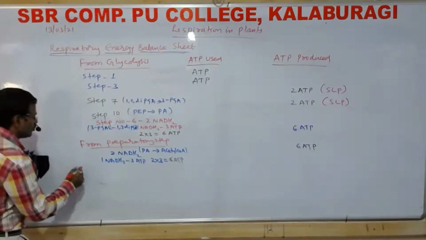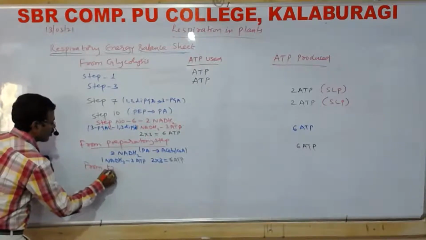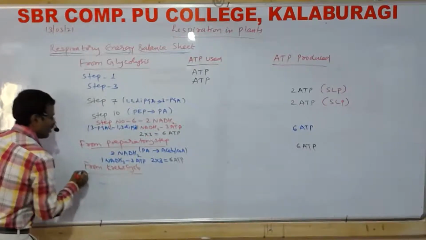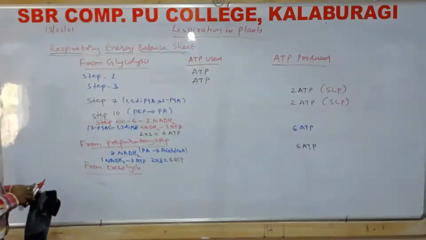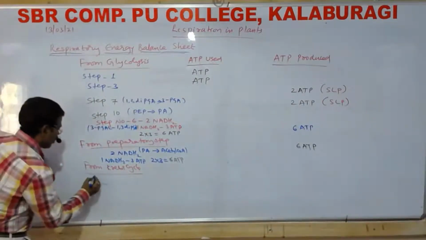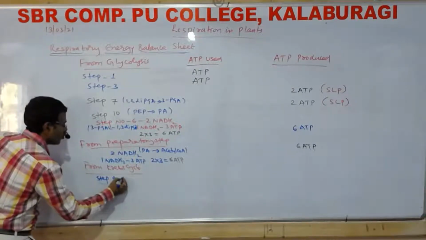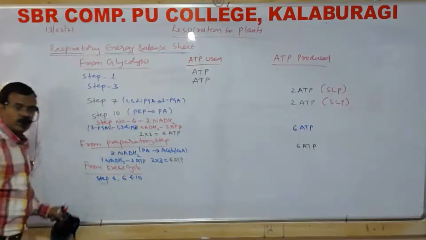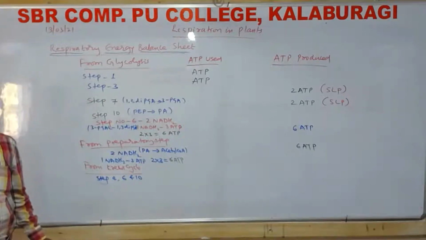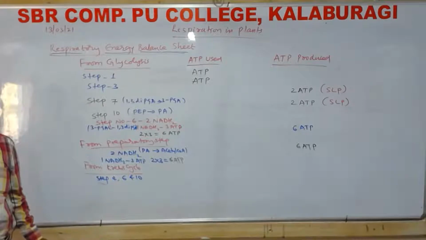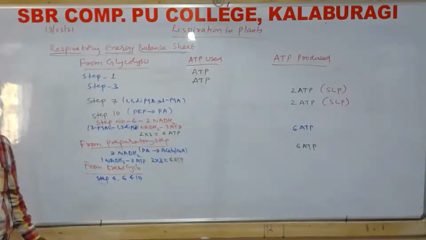Now from the Krebs cycle, from the citric acid cycle, from the TCA cycle. Okay. Now step number 4, 6, and 10. Step number 4, what is that? Isocitric acid to oxalosuccinic acid. Check that. Step number 6, alpha ketoglutaric acid to succinyl coenzyme A. And the last one, malic acid to oxaloacetic acid.